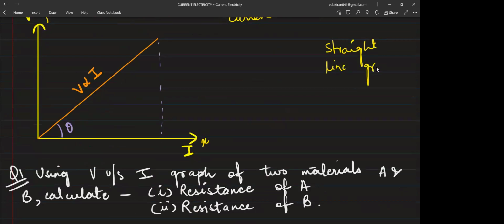You will get a straight line graph because they are directly proportional. So it means the slope of the graph will be equal to tan theta. And how can we calculate this tan theta? This tan theta is V divided by I, which is equal to the resistance. This is very important for you.